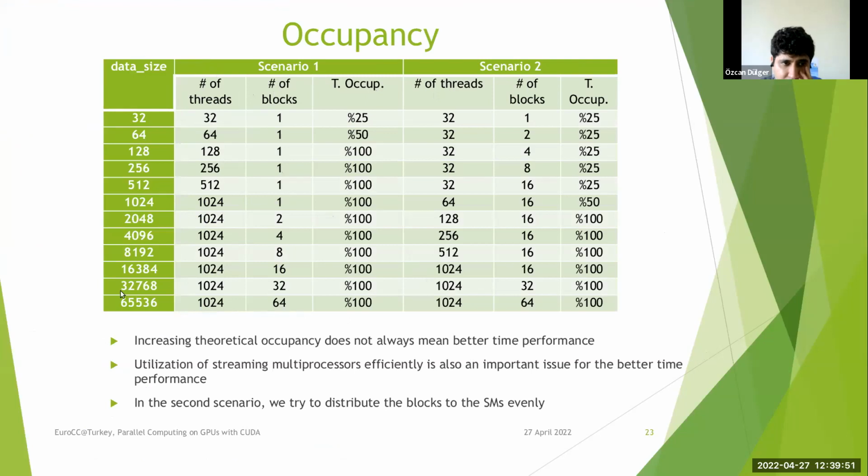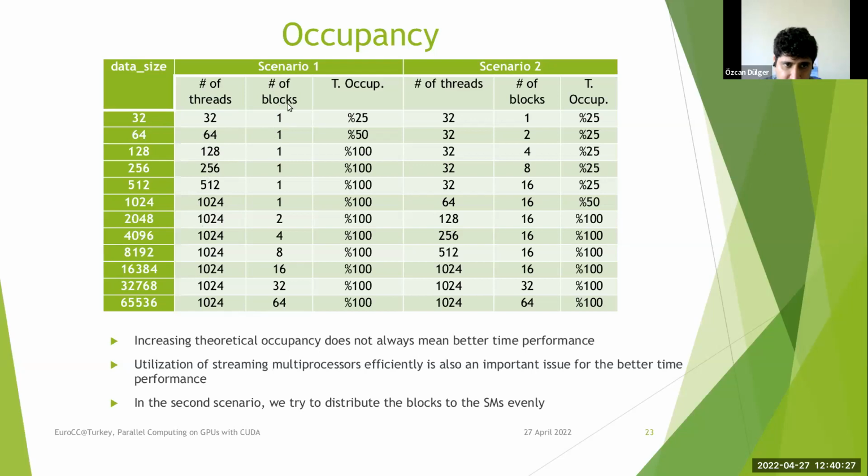Here, when the data size is 32, the number of threads is 32. In the first scenario, as the data size doubles, the number of threads in a block doubles until the data size is 2^10. From this point, the number of threads in a block remains the same because of the maximum limit in the code. So let's look at the number of blocks.